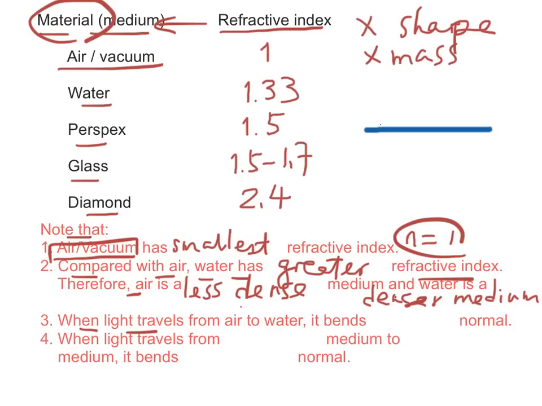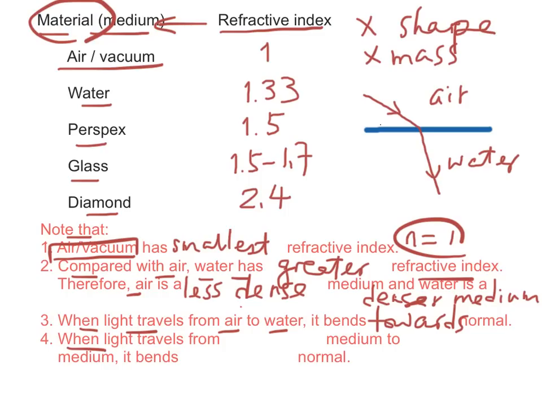When light travels from air to water, it bends towards normal. When light travels from a less dense medium, for example, air, to a denser medium, for example, water, it bends towards the normal.